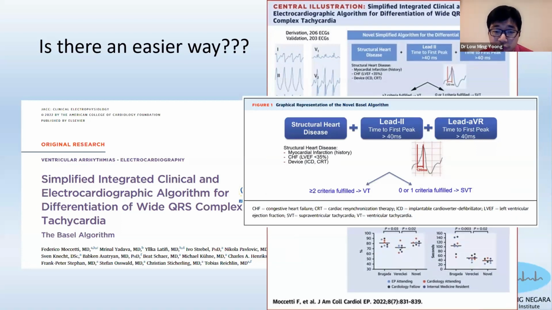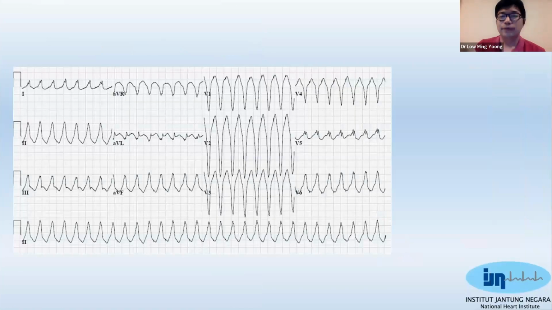Okay. So if you have structural heart disease, then it points more towards VT. If you have tachyarrhythmia, but you can be wrong. Okay, you can be wrong. This is a very quick algorithm you can use to filter off whether it's VT or not. Okay, let's do a few exercises.